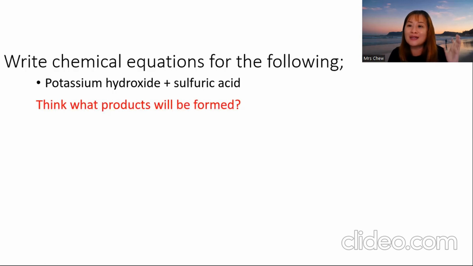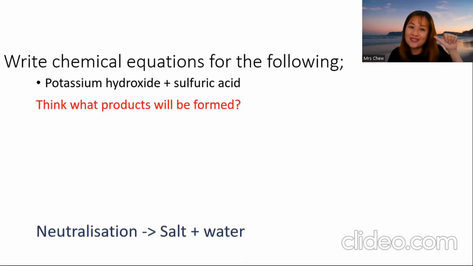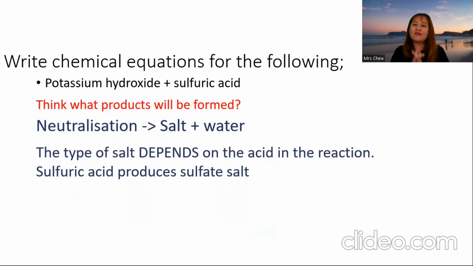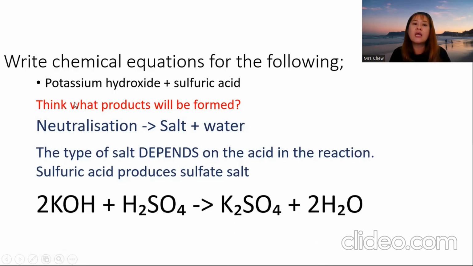And for neutralization, let's think of what products will be formed. It's a salt and water. Okay, and the type of salt depends on the acid in the reaction. So sulfuric acid produces sulfate salt. So for this case, potassium hydroxide plus sulfuric acid will give you potassium sulfate and water.